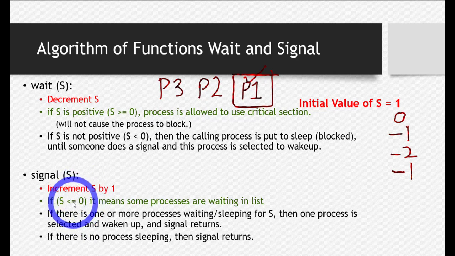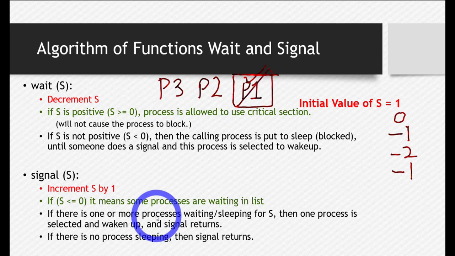If S is less than or equal to 0, it means some processes are waiting. And -1 is less than or equal to 0. This condition is true right now. And when it's true, we know some processes are waiting. And you know that P2 and P3 are waiting in the list. So when this condition is true, what happens? One process is selected and woken up. And then the signal returns. So this signal will wake one process up to use the critical section and then it will return.